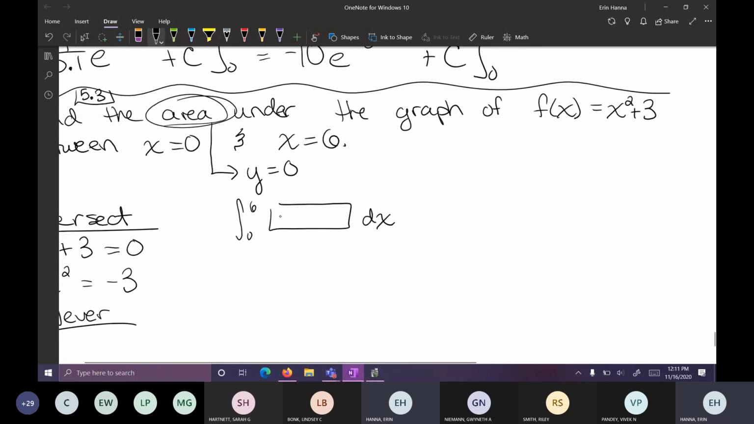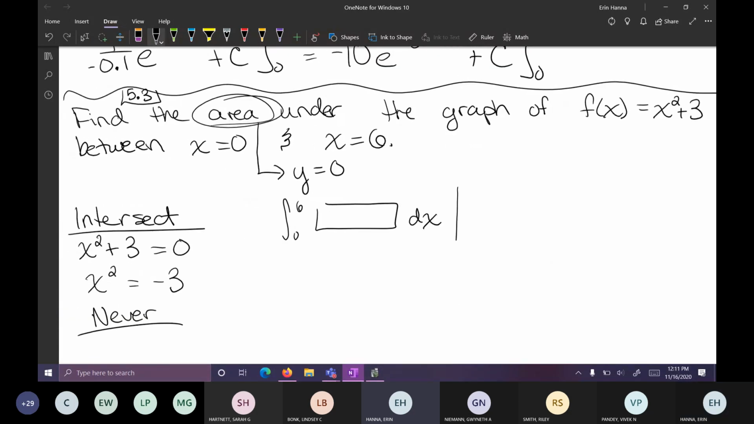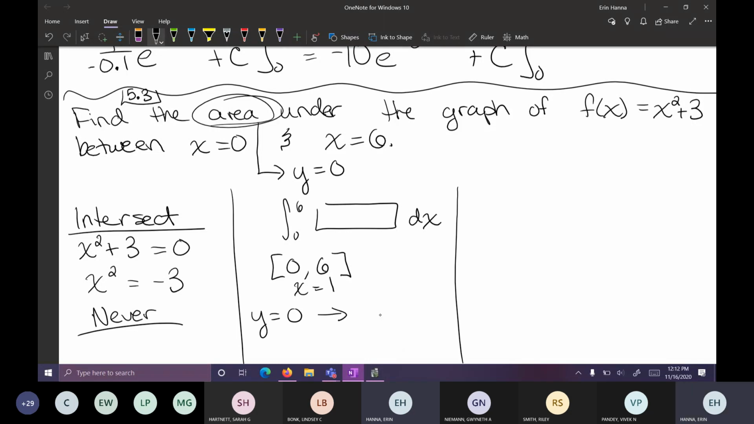So essentially now we just jump to finding which one's on top of the other. Yeah, those numbers kind of don't exist for our intents and purposes. So we need to find out which one's on top of the other. So since we're going between 0 and 6, if I want to do this algebraically, I can pick a number between 0 and 6, like 1. And if I plug 1 into 0, well, there's nowhere to plug it in, so I get 0. And if I plug it into x squared plus 3, that's going to give us 4.